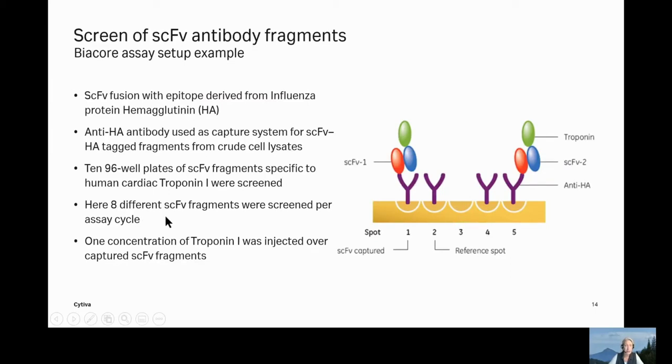So in the used system, 8 different single-chain fragments were screened per assay cycle, and always one concentration of the troponin was passed over the samples. And then kinetics were investigated. And in this screen, 1096 well plates of single-chain fragments specific to human cardiac troponin I were screened.